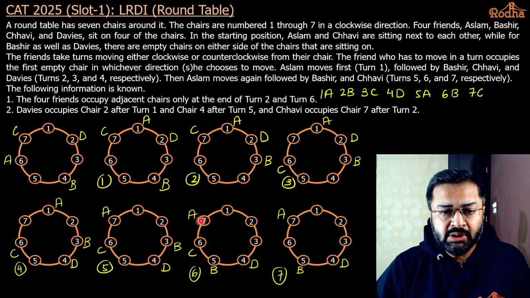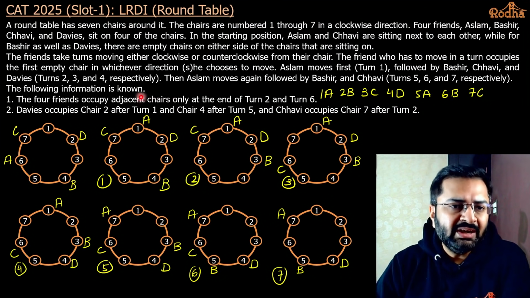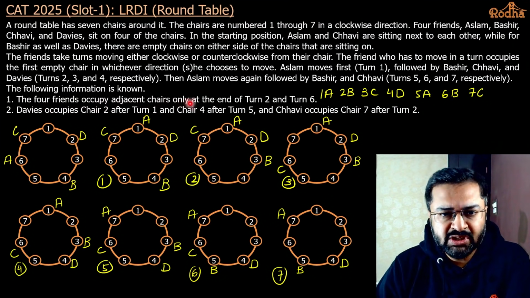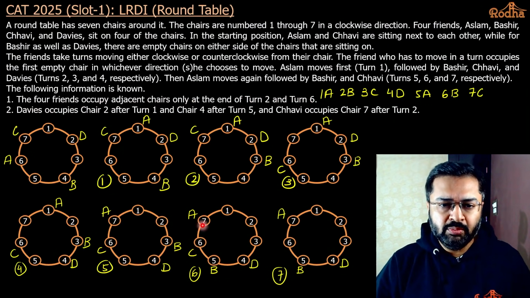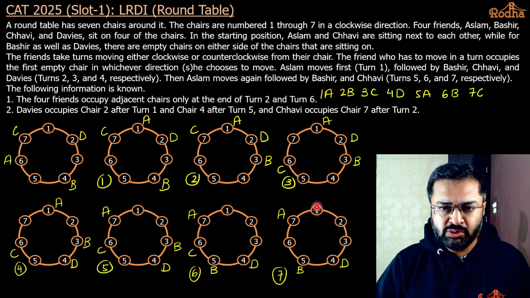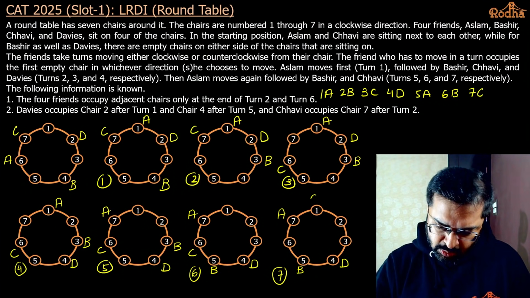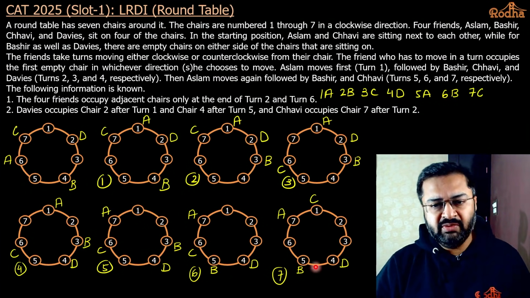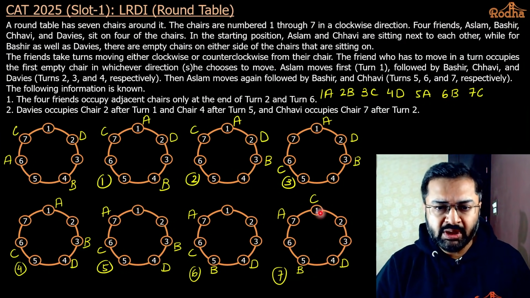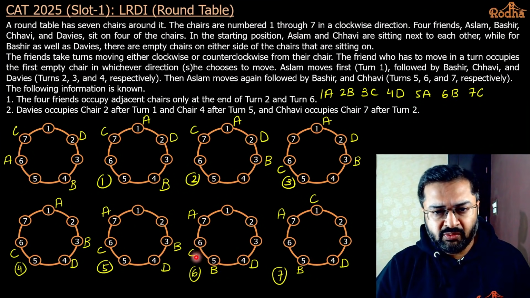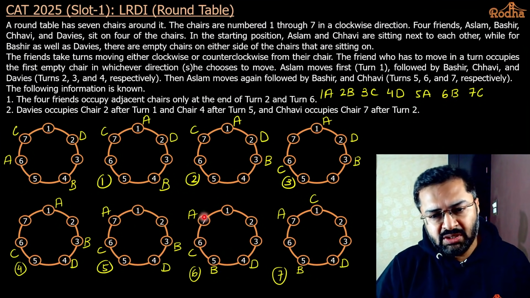C can either go here, fine. In this place, I don't think there is a problem because there are no conditions. The only real condition given here is that the 4 friends occupy adjacent chairs only at the end of turn 2 and turn 6. So C has to move. So C can go from this place to this place. I don't see a problem. So is it resulting in any kind of violation? No, not really. A, C, B, D, no real problem. This is all okay.